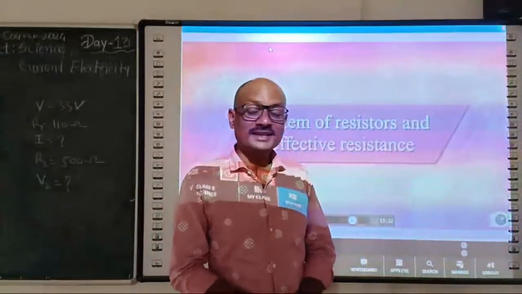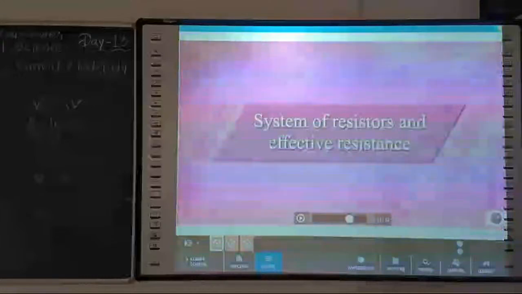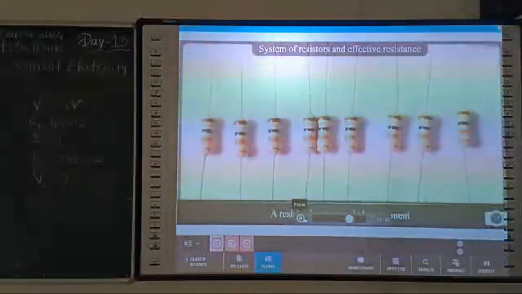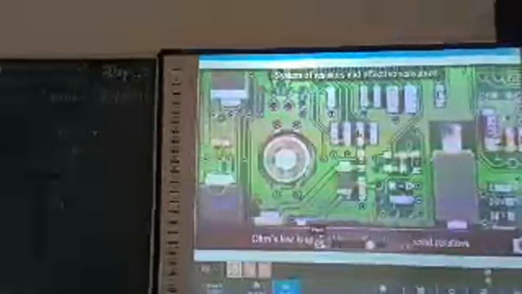Very nice. Next part of current electricity, we will continue with system of resistor and effective resistor. All of you know the system of resistor, two resistor systems that we have studied up till now. One is resistance in... having a given amount of resistance between its two ends in different ways. Ohm's law is applicable to all such conductive resistors.